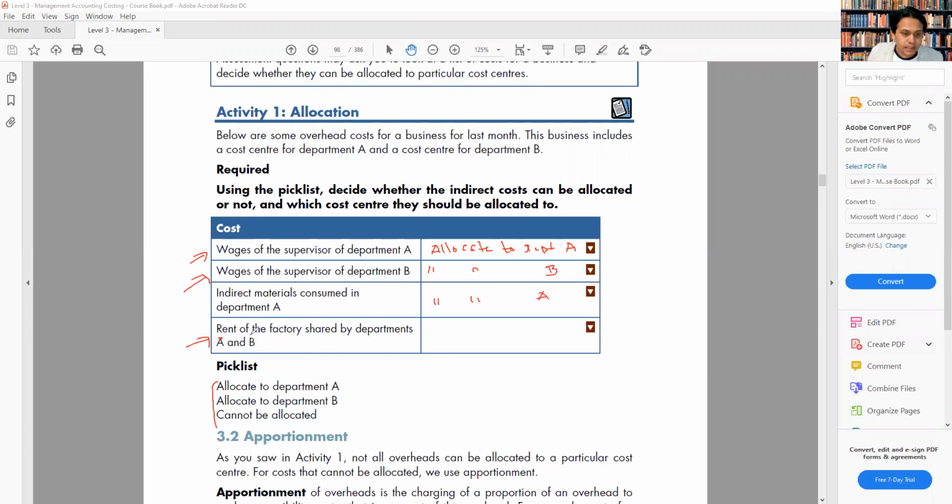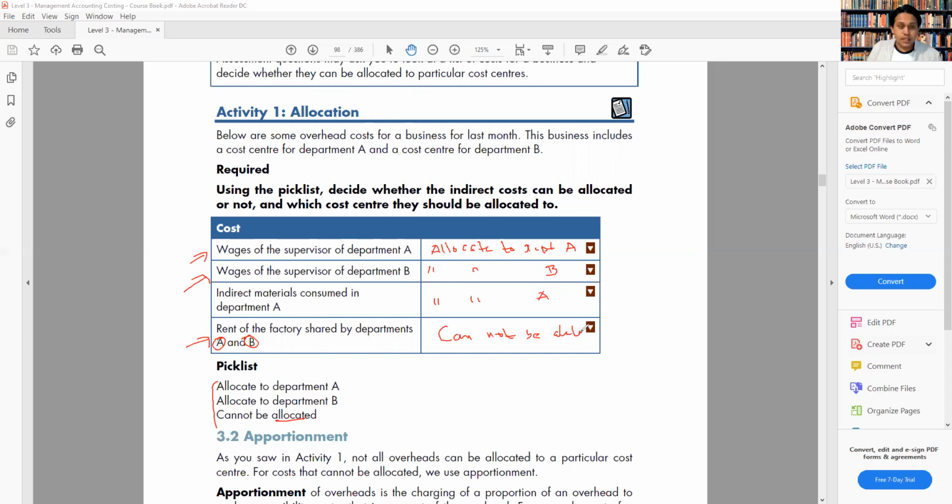All right, very good. And the last one we have here, rent of the factory shared by department A and B. Now this is the problem, isn't it? So the rent for the whole factory shared by two departments. If I give this cost to department A only, the department A will not be happy. If I give this cost to department B only, he will not be happy because both of them share the building, the costs need to be shared. So we cannot allocate. It has to be apportioned, isn't it? So he said cannot be allocated, because that has to be apportioned between the two departments.